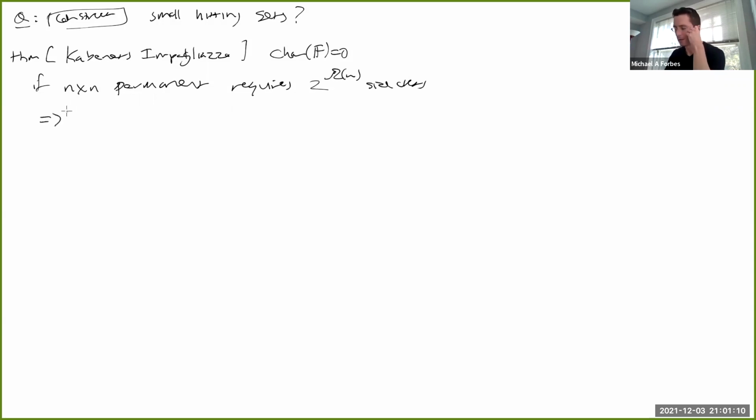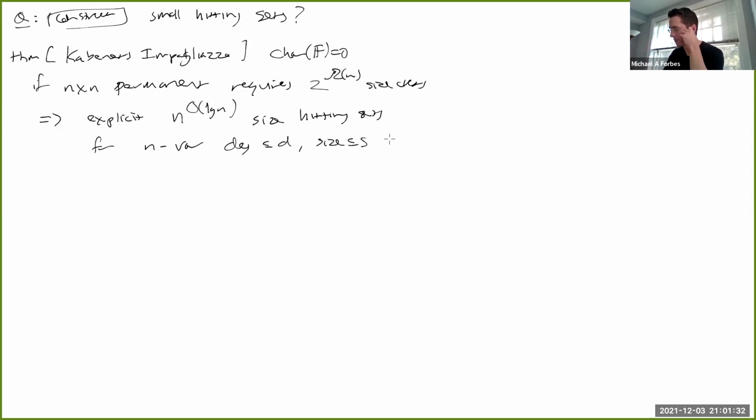Then this implies that there are explicit n to the order log n size hitting sets for n variable, degree at most d, size at most s circuits, where d and s are polynomially bounded, which is the regime that we're interested in.